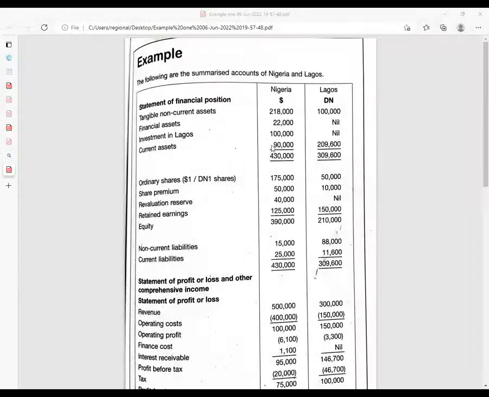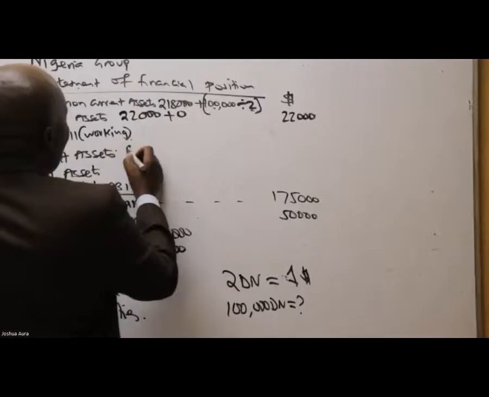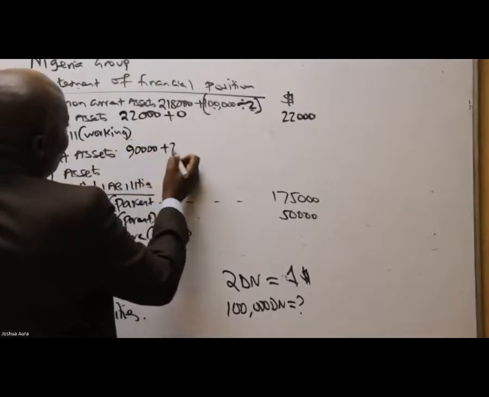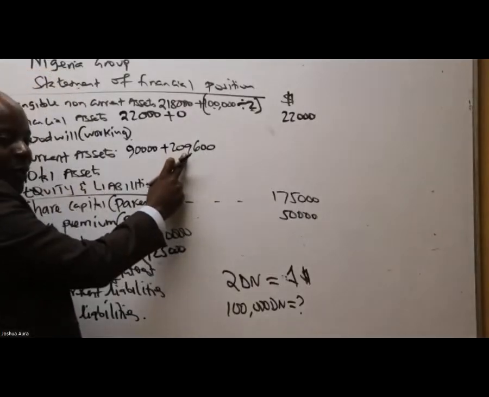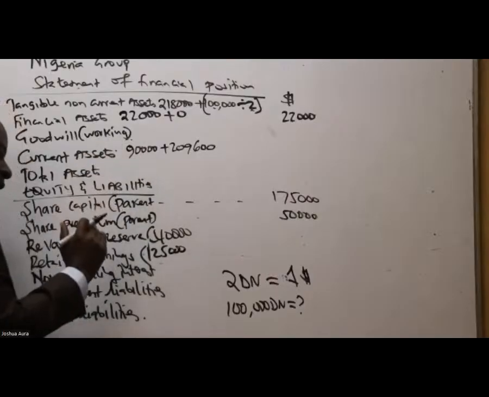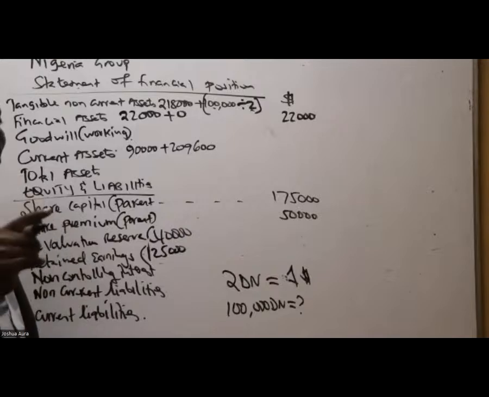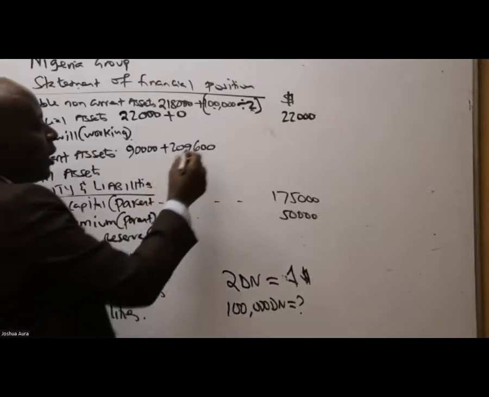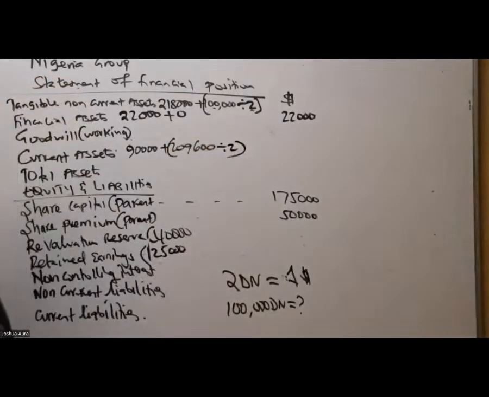So current assets, I can see 90,000 plus 209,600. But remember, these are DNs. We still need to retranslate them to the dollar. So remember, we said when we started that all assets and liabilities will be retranslated at the closing rate. So here, divide this again by the rate. Once you start to divide, consistently divide all the way down, there is nothing else.